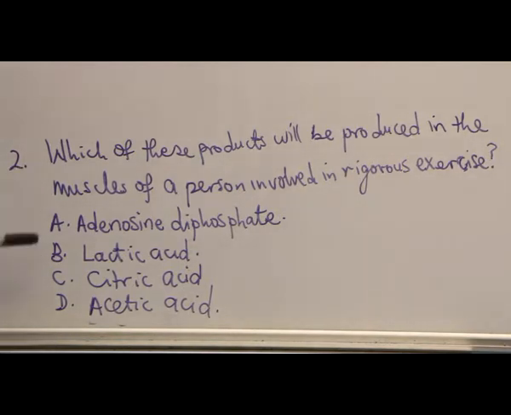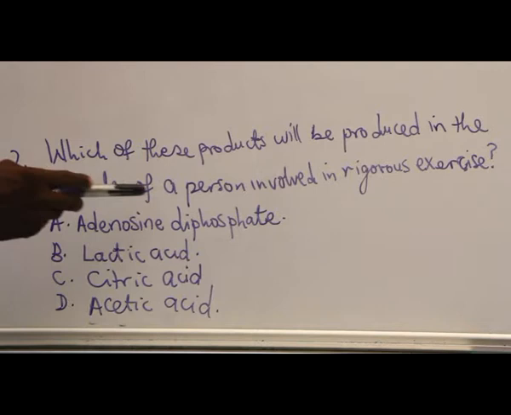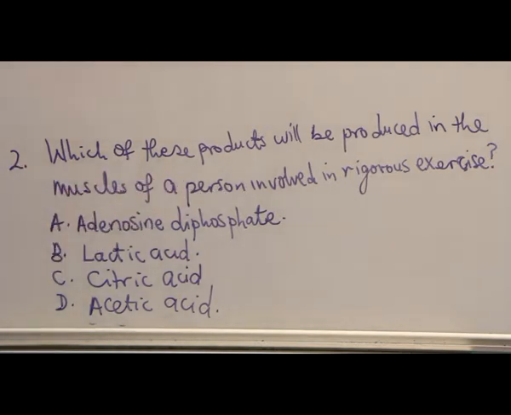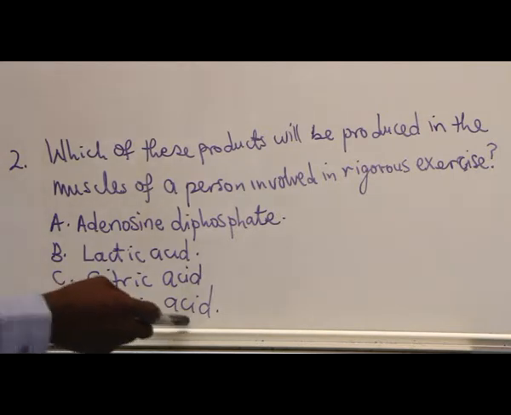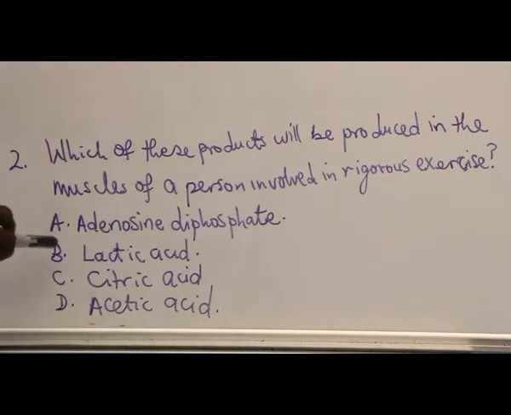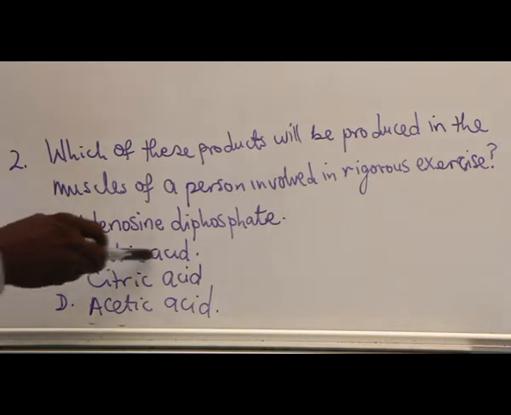In that case, it produces an intermediate between sugar and water, a partially broken down glucose. Because it's talking of a person, so it's an animal, it's going to be an acid, not an alcohol. A, adenosine diphosphate, no. B, lactic acid. C, citric acid. D, acetic acid. The answer is B, lactic acid.